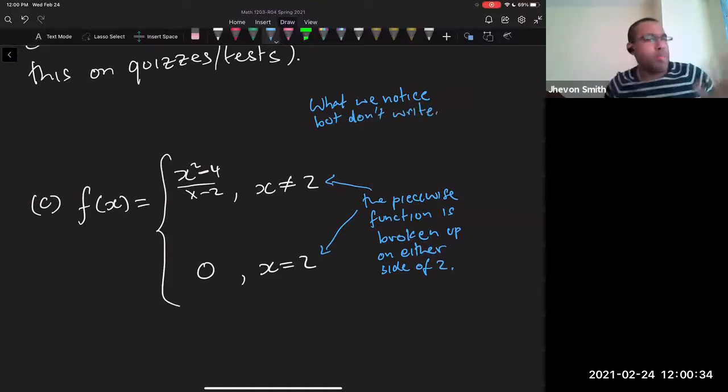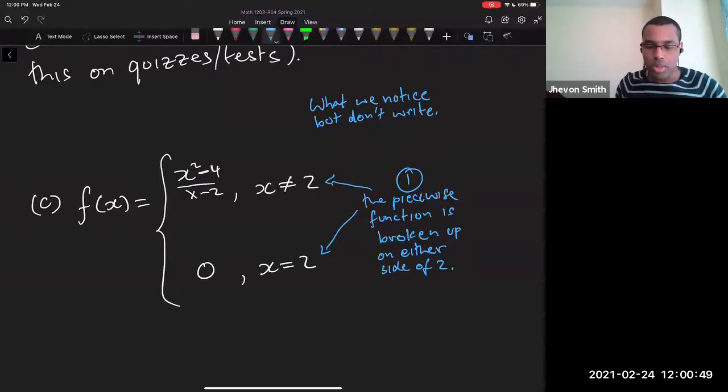Right. So I'm looking at this problem. Probably the first thing I'm going to take note of is where the pieces are connected. So that's probably the first thing I'm going to think about. Oh, x equals 2 is obviously a point of interest, right? So that's going to matter to me.